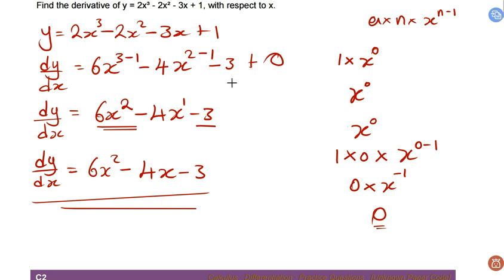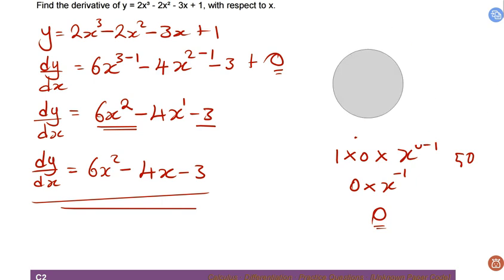So that's the reason why a constant number becomes a 0 always. Even if we have a 10, a 20, 25, a 50, always if it is just constant, remember that when you're dealing with differentiation, it will become a 0 there. That's the reason why we came up with a 0 in the case of 1.